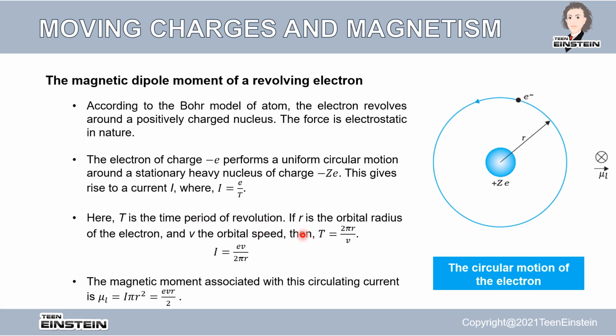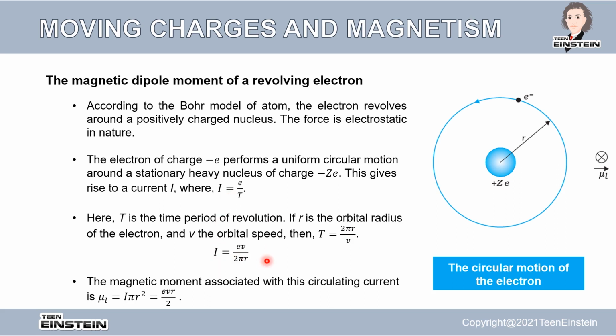If r is the orbital radius of the electron, radius of this particular orbit, then v is the orbital speed. Then how do we find the time taken for a period of revolution? The distance traveled divided by the speed will give us the time. So the distance traveled in one revolution is 2 pi r, the circumference of the loop, and v is the speed of the electron. So we get T equal to 2 pi r by v. Then if you substitute this quantity in this equation, then you get I equal to ev by 2 pi r.